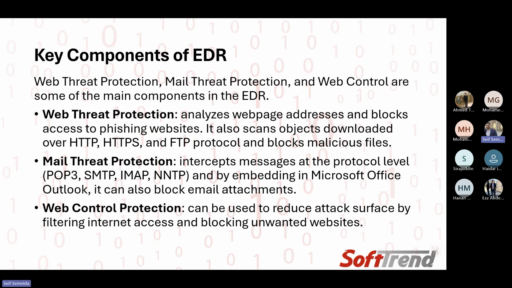As for the mail threat protection, Kaspersky intercepts the emails at the protocol level, such as POP3, SMTP, IMAP, and NNTP, and it does that by embedding into Microsoft Outlook, and it blocks email attachments from running in case it discovers there's any malicious code within these files. And for the web control protection, it's mainly used to reduce the attack surface, and you can use it to block access to specific websites that you want to limit for the users, and to have more restrictions on their internet access in general.